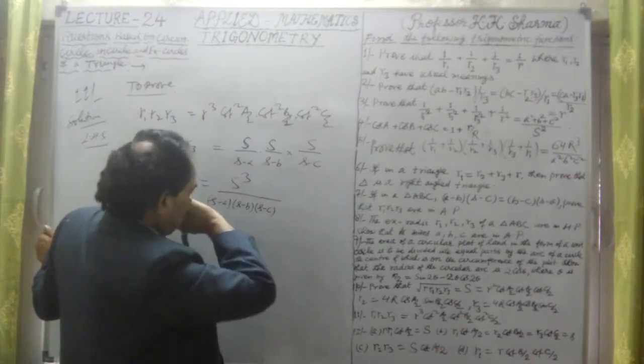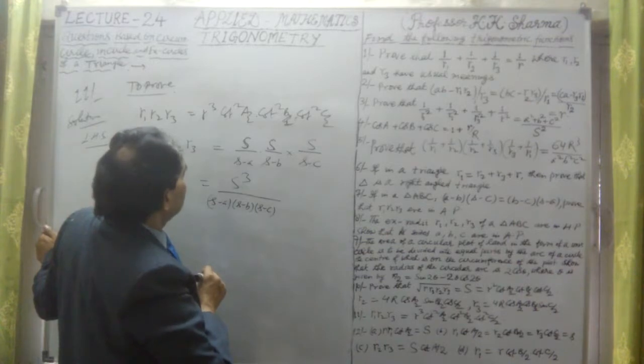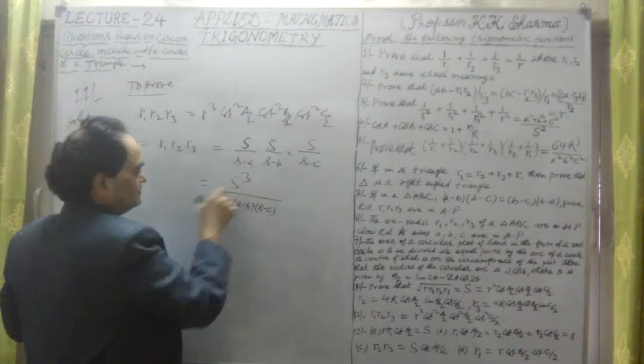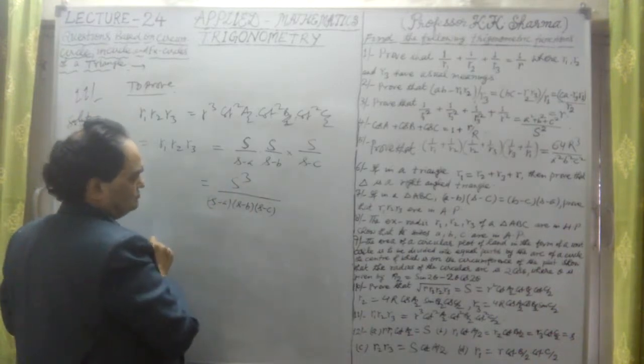Now let us take, if I multiply this by small s in the numerator and denominator, what will we get?